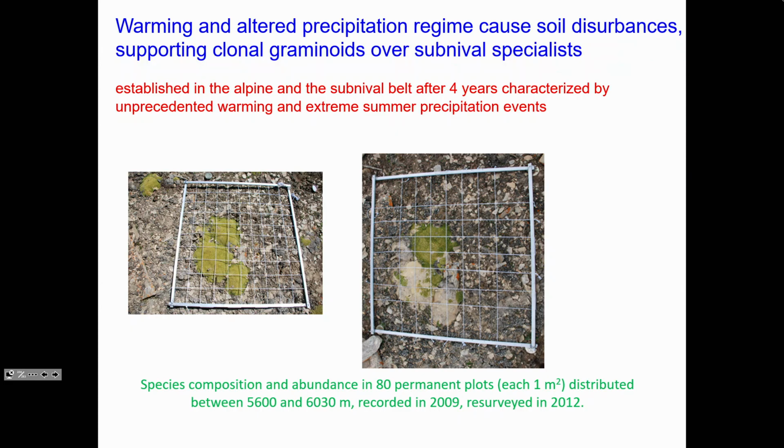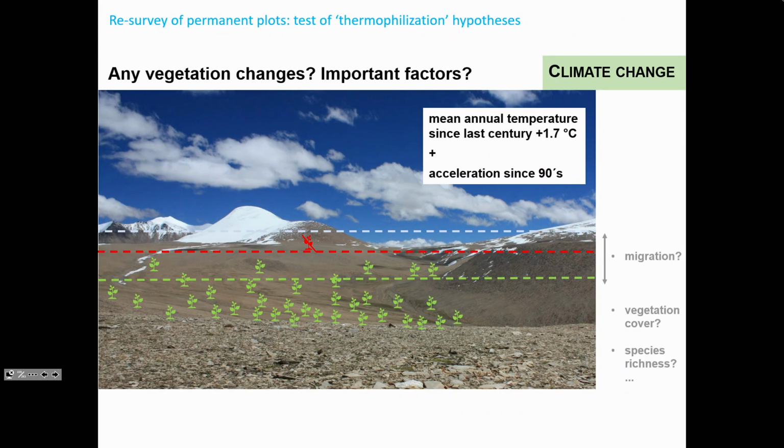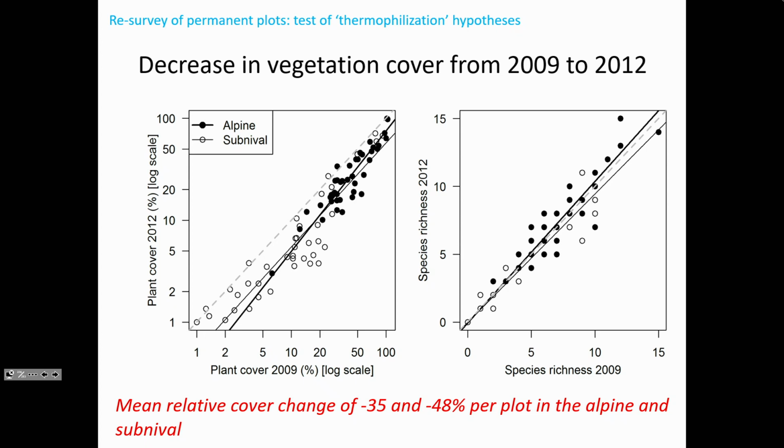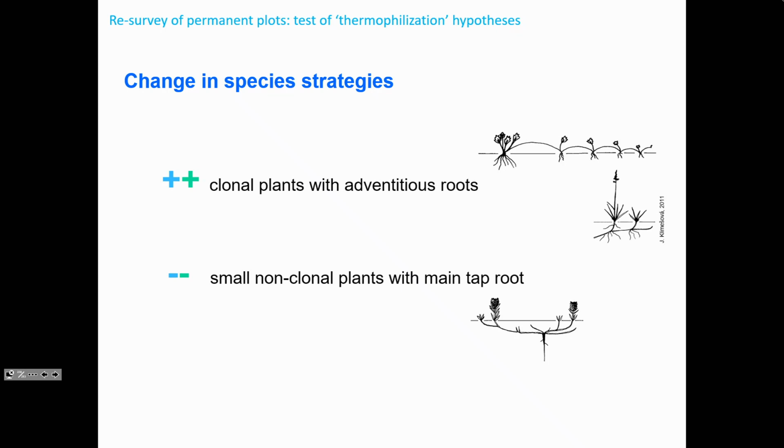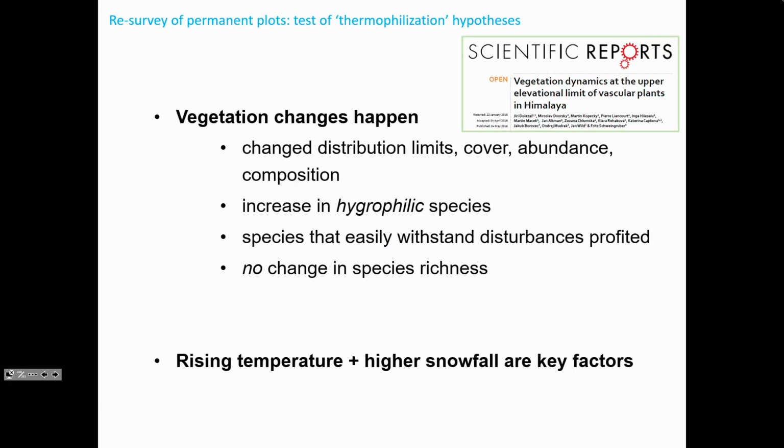And our plants in our plot suffered. So we found in plots that we have in alpine and subnival zone decrease in vegetation cover, changes in species composition. Species from rather wet habitats increased, while species with optima at higher elevation decreased. So those typical alpine species somehow didn't like it, but species bound to the riverbeds profited. And this was also reflected at the level of traits, that species with adventitious roots profited, while small non-clonal plants with main taproots get reduced.